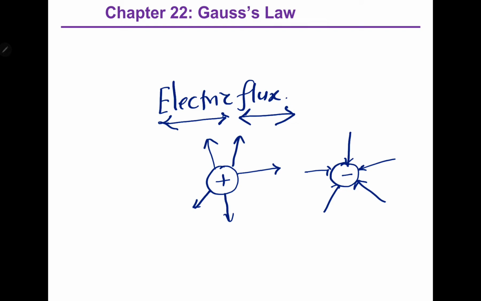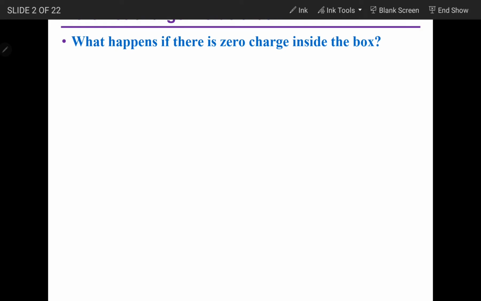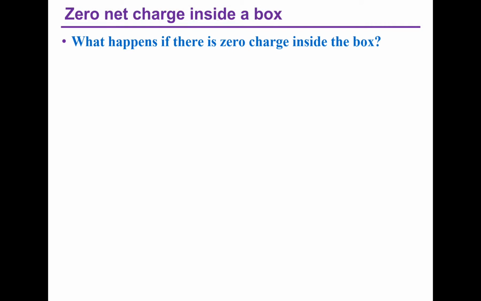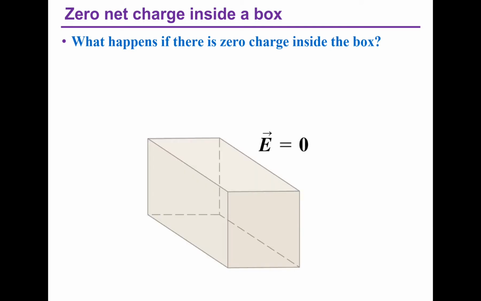So to define electric flux, let's see a few examples here. If there is zero net charge inside the box, let us take an example of a box. We can take any surface. It could be a sphere, a cylinder, or any other shape, or an irregular shape. For instance, let's take this type of box. Let's say there is no charge inside this box.